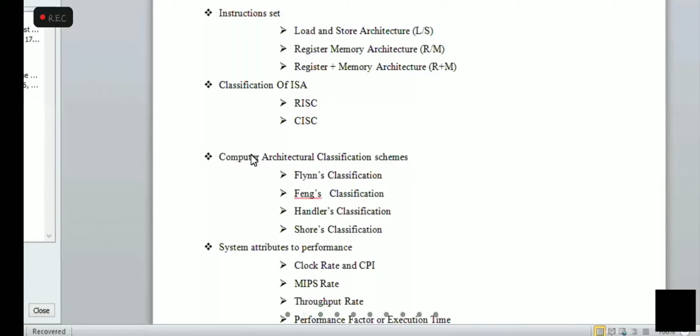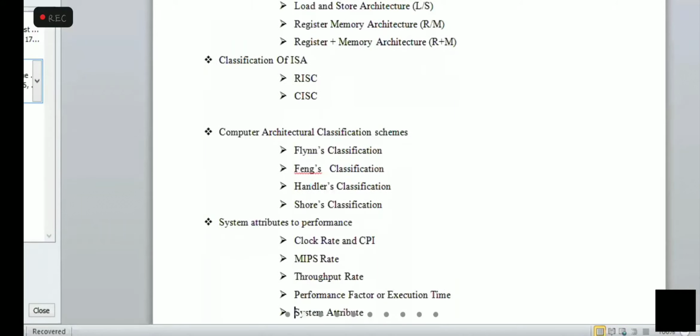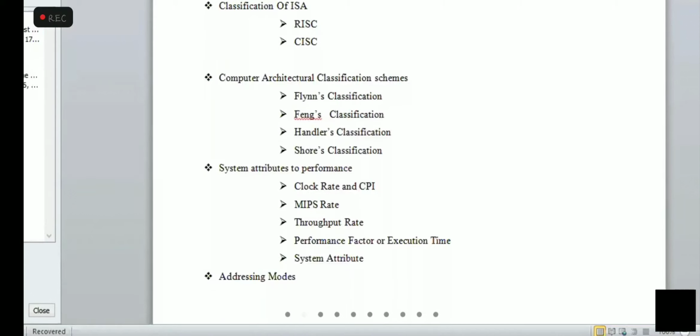Now, next topic is computer architecture classification schemes. We already learned in last semester Flynn's classification like SIMD, MIMD, SISD, MISD. Now, in this class, we will learn three more classifications: Fang's classification, Handler's classification, and Sort's classification. Now, next one is system attribute to performance.